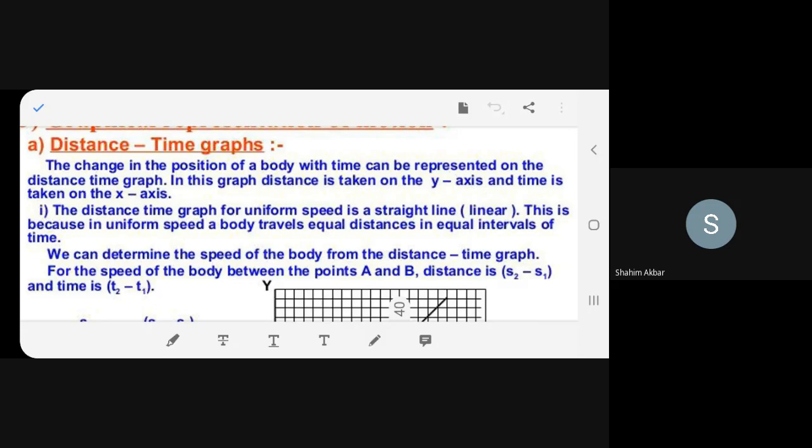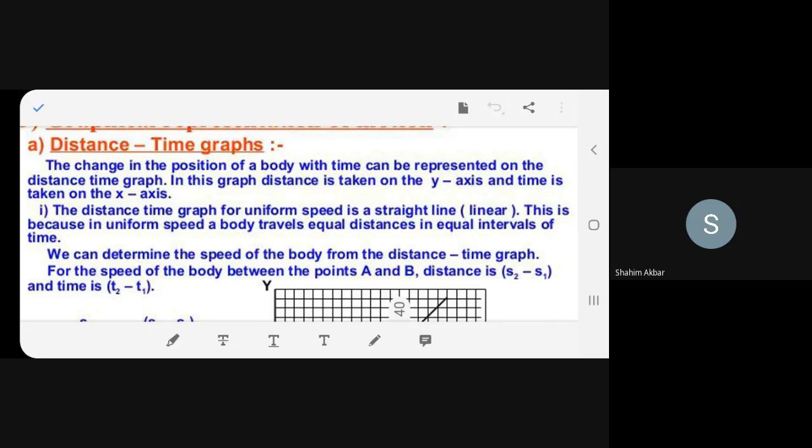From distance time graphs, the change in the position of a body with the time can be represented on the distance time graph. In this graph, distance is taken on the y-axis and the time is taken on the x-axis.